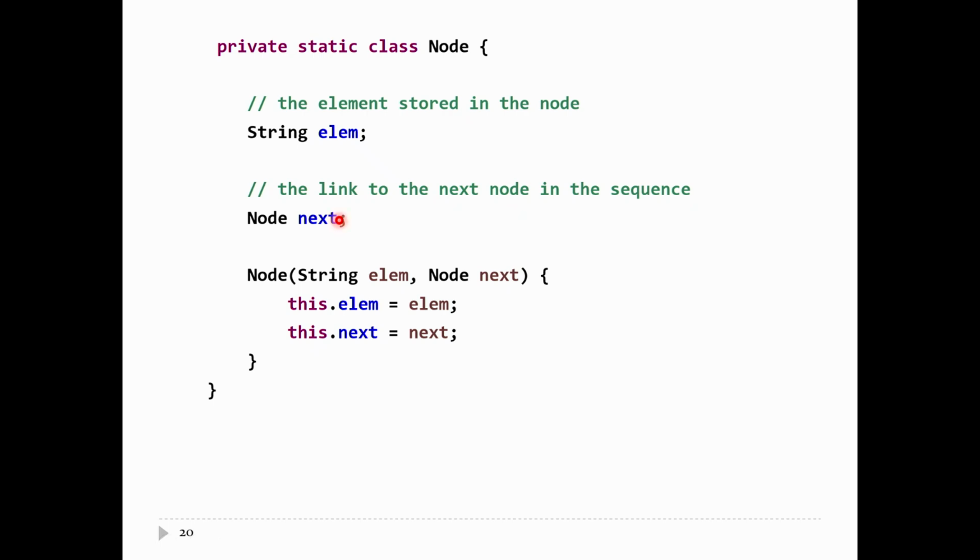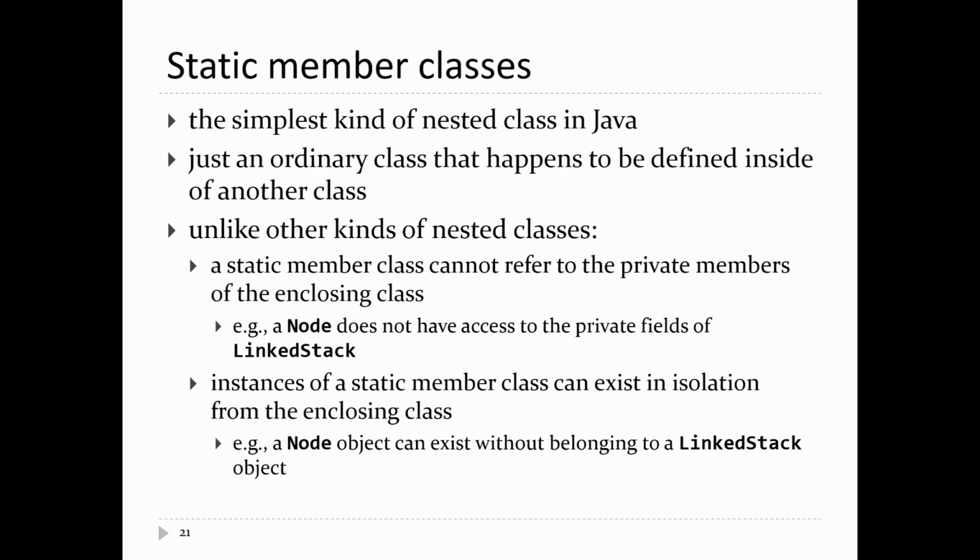If it points to some other node, then you know that there are still more nodes in the sequence. And we've got a little constructor here that simply sets elem and next. Notice there's no copying happening here, because we're not using composition. It's just straight up association and aggregation. So this elem is not equal to new String elem, and this next is not equal to new Node next. It's just elem equals elem, next equals next. So there's our inner class. Sorry, this is a nested class.